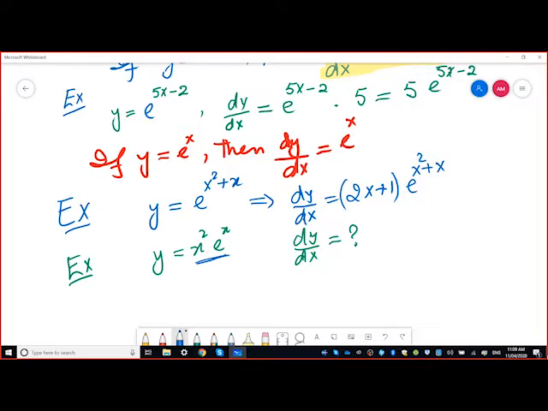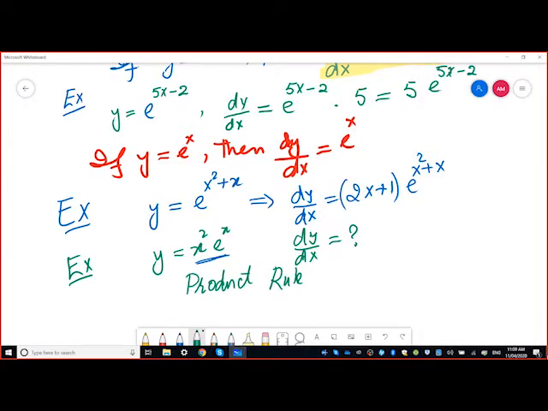If we look at this, it appears that it is the multiplication of two functions. x square is one function and e to the power x is the second function. So what formula do we have? Have you understood that? Yes, the product rule. So we will have to use the product rule. That's important.